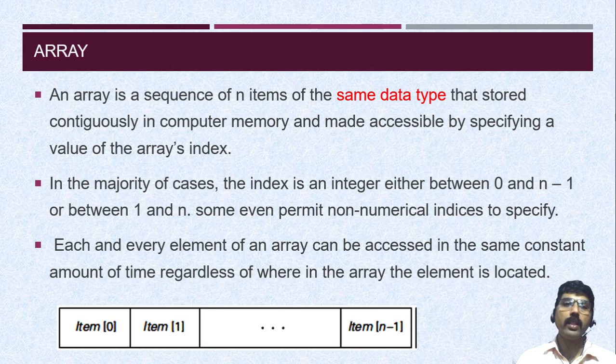Index value generally starts from 0. So in an array, the first index is called 0 and the last index is called n-1. It is also possible sometimes that the index starts from 1 and the last element is called n. In some situations, the index can be a non-numerical value, just like a string value.